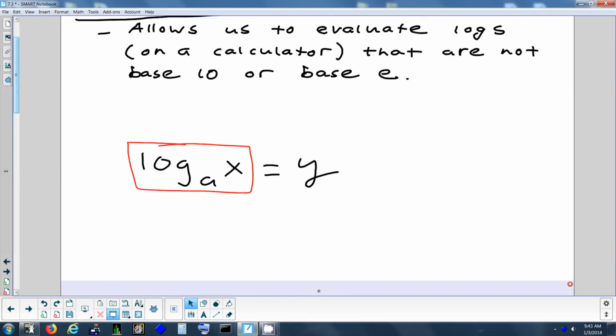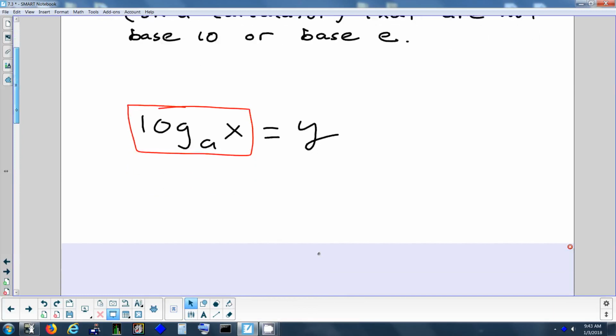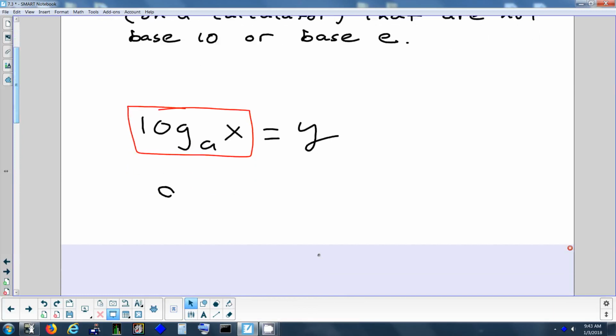Let's change this to exponential form first. Connor, what's my base here? a. How about my exponent? 1. And what would go on the other side? x.